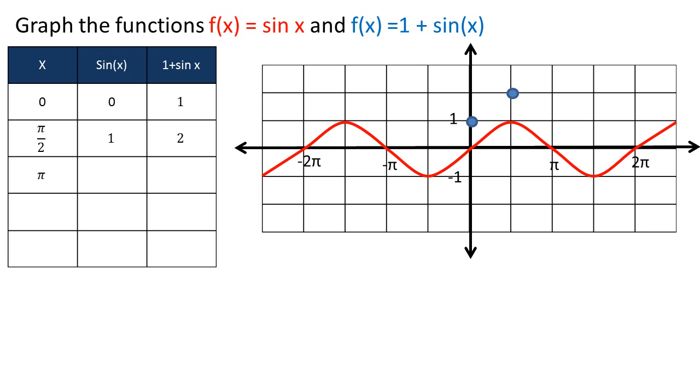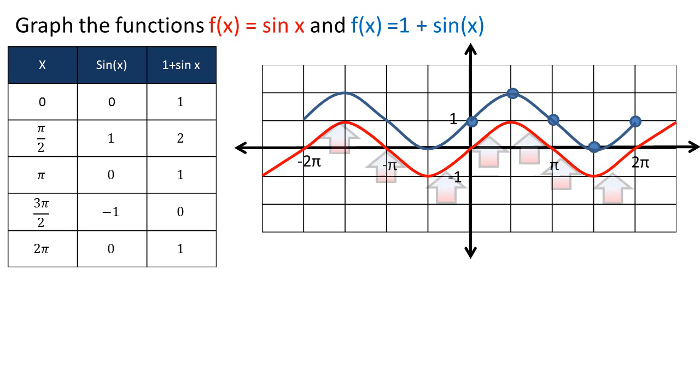Then next we put in pi. Sine of pi is 0, and 0 plus 1 is 1. So pi, 1 is the next point. Then we put in 3 pi over 2. The sine of that is negative 1, and 1 plus that is 0. So we have 3 pi over 2, 0. And then 2 pi, sine of 2 pi is 0, and 1 plus that is 1. So hopefully you can see the pattern now. It's going to look like that, and going the other way, the other period is going to be there.